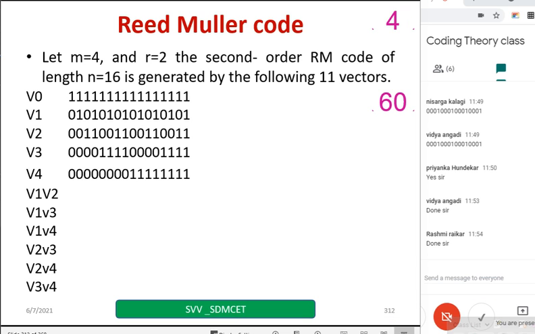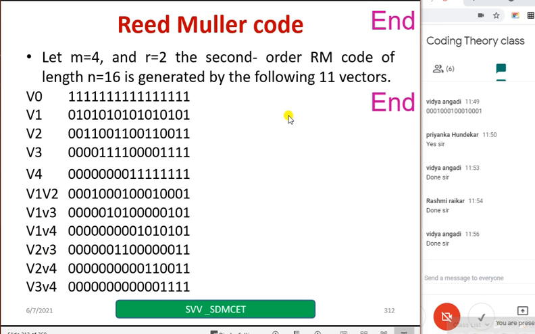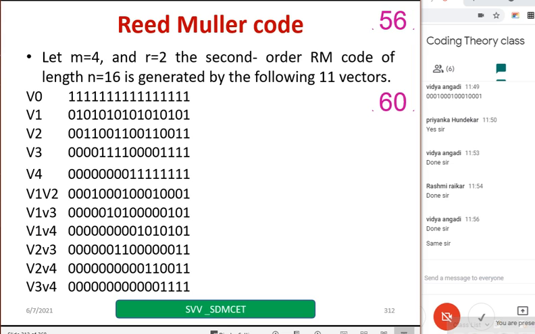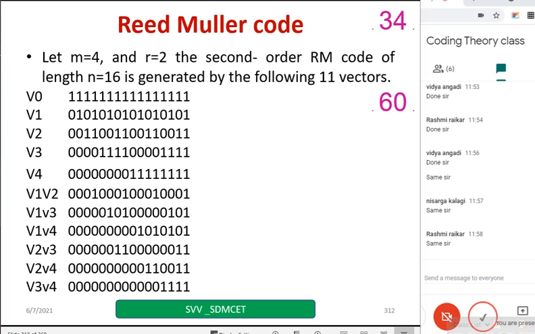Just multiply V1 into V4, write down here. V2 into V3 you multiply, write down here. V2 into V4 you multiply, write down. I will show you the answer. You can compare it. This is what I got. If it is the same, you can type same in the chat box. Else we will discuss. Very good, most of them are getting the same. Let me go to the next.